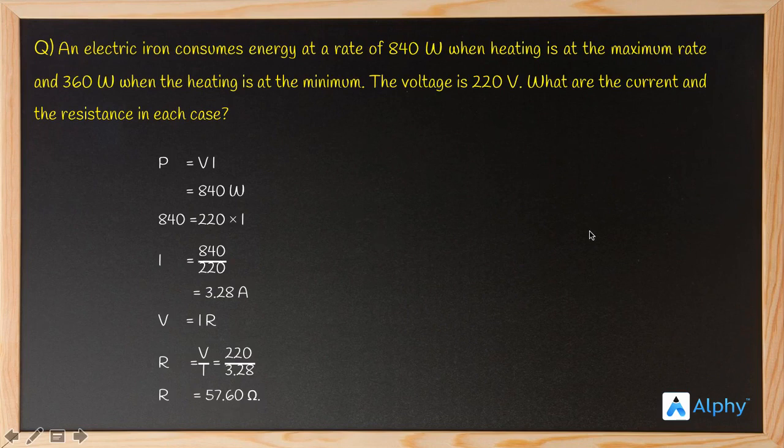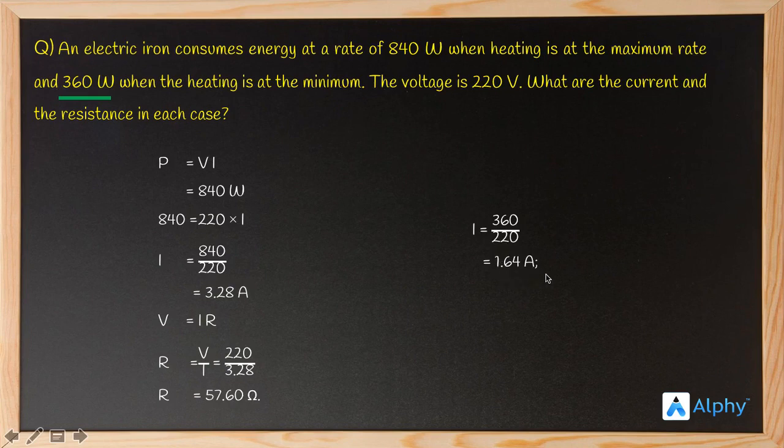Now, let's consider the second case. That is when this electric iron consumes energy at the rate of 360 watts when it is heating at the minimum. So, we know that it is consuming very little power, that is, it is heating at 360 watts. We know again that P is equal to V into I, and the power here is now 360. We know V and we know the power. So P is equal to VI, and we need to calculate I. So I is equal to 360, that is the power, by V, that is 220 that we already know. So 360 by 220 is equal to 1.64 amperes. So the current this time when it is at the minimum heating is 1.64 amperes.